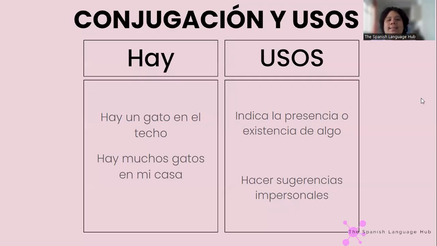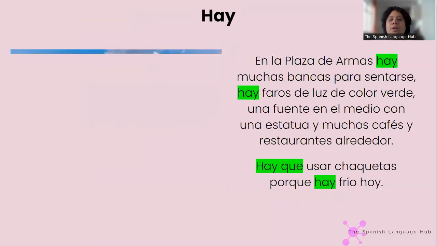Okay, next verb, hay. All right, so hay, for example, hay un gato en el techo, hay muchos gatos en mi casa. So there is a cat on the roof, or there are many cats in my house. So we use hay to indicate the presence or existence of something and to make impersonal suggestions. Okay, so there is, or there are, and also to make impersonal suggestions. We will see that in the examples.